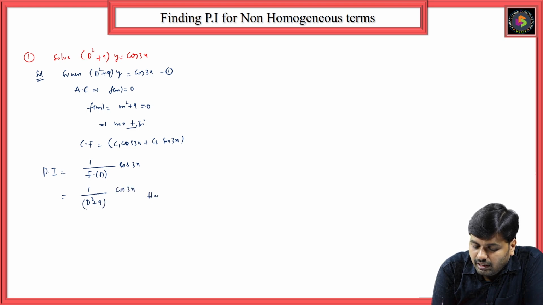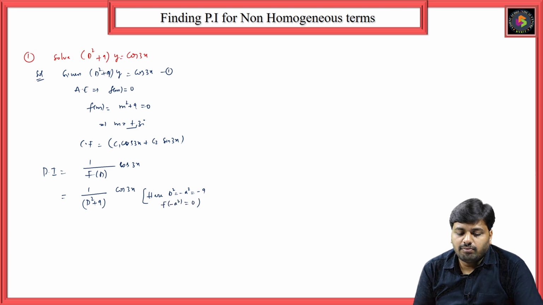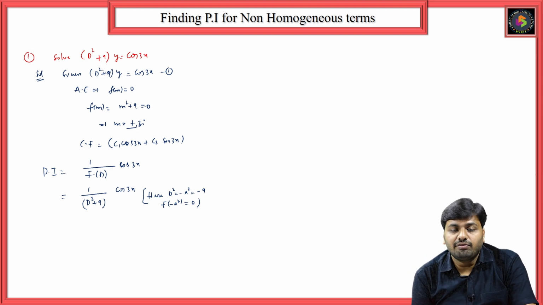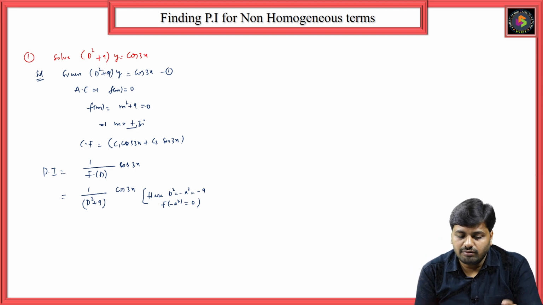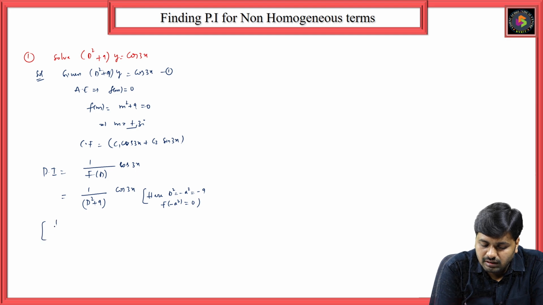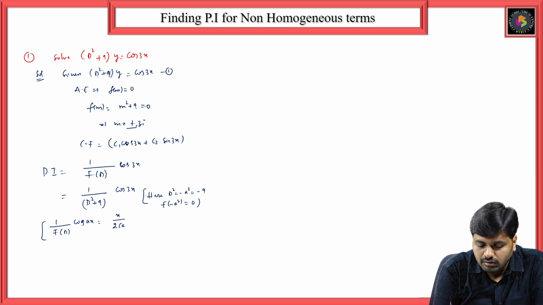Here I am writing the hint for you. Here if D² = −a², that is −9, then f(−a²) will be equal to 0. If f(−a²) = 0, we have a formula. That is the formula I'll write here: 1 by f(D) of cos ax equals x by 2a of sin ax.